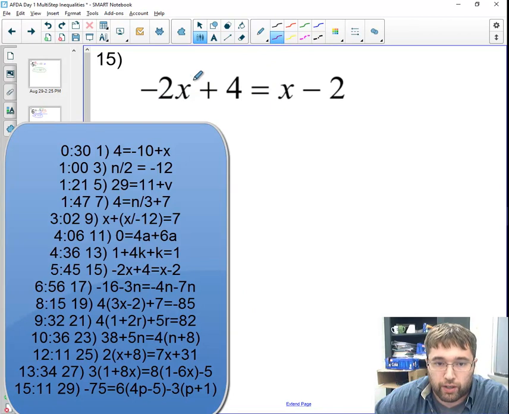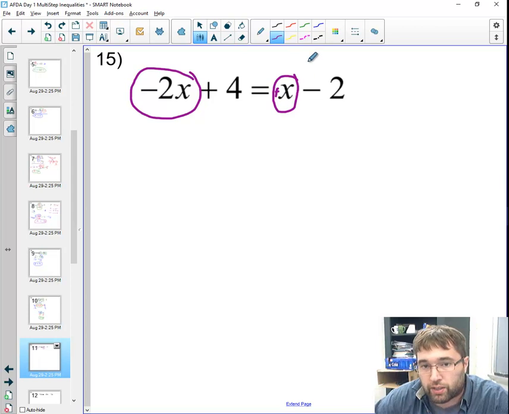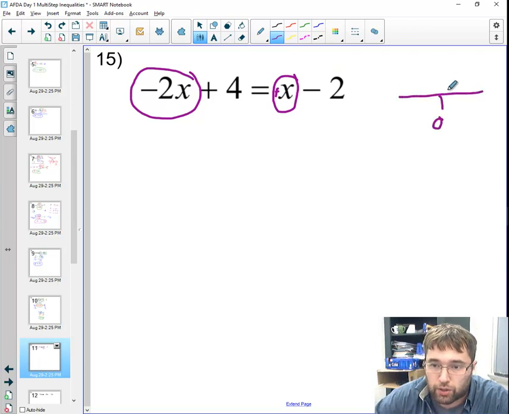15. What we have here is variables on both sides, which is a trick. So we have a positive and a negative. What we want to ask ourselves is which one is bigger, positive or negative. Positive is definitely bigger, because remember the number line, 0 is here, positive numbers are here, negative, bigger numbers are on the right. So what we want to do is we want to move this over there. To move it over there, we add 2x to both sides.